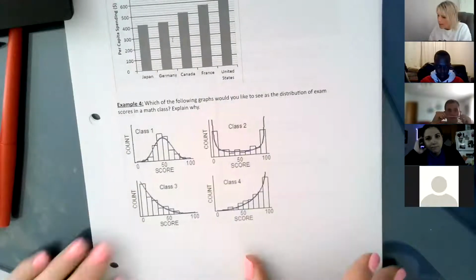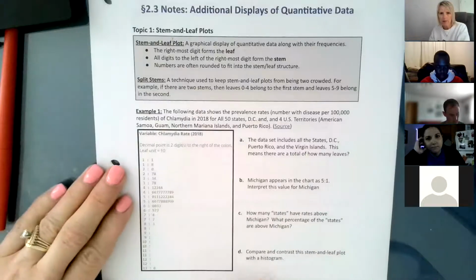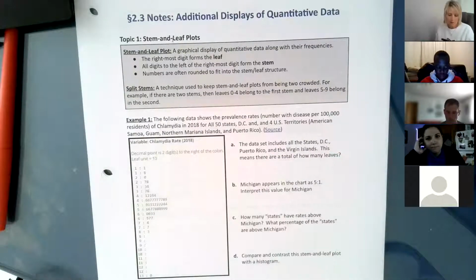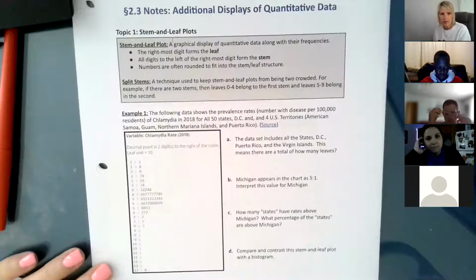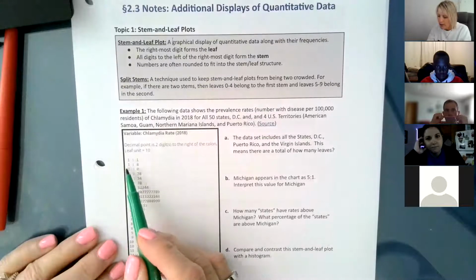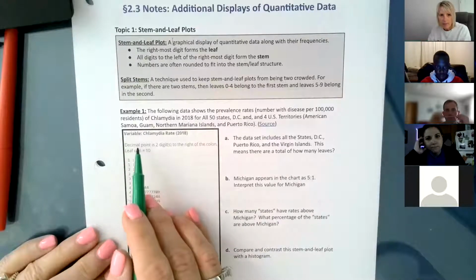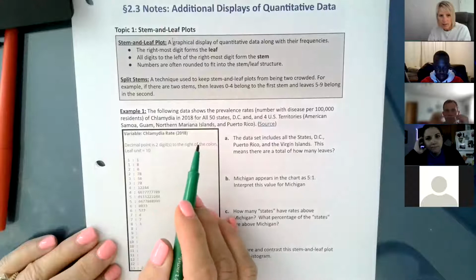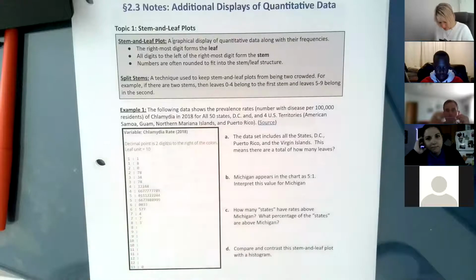Okay, I would like to skip a page and briefly speak on a stem and leaf plot. We don't focus on these much this semester, but they're good to discuss. A stem and leaf plot is a graphical display of quantitative data along with their frequencies. The stem is the value to the left. And there's always a description. So right up here it says the decimal point is 2 digits to the right of the colon, and the leaf unit is 10. Okay, so 2 digits to the right of the colon.